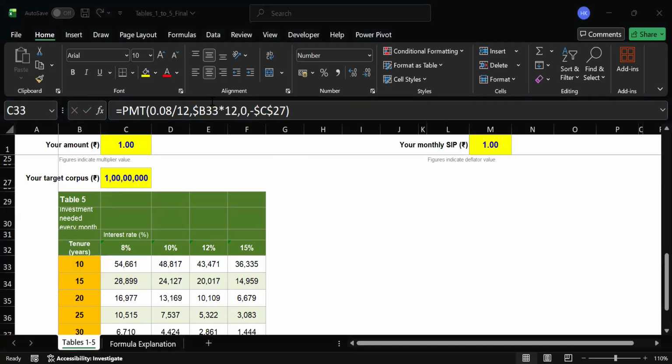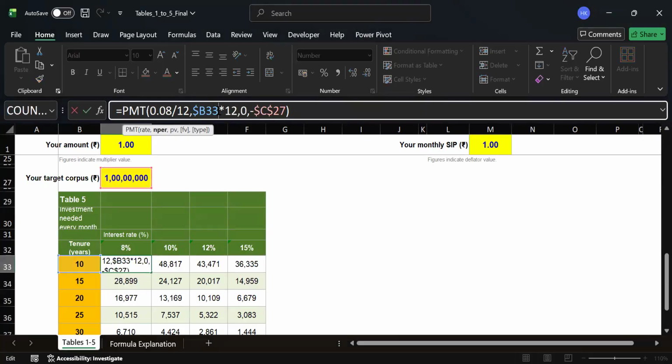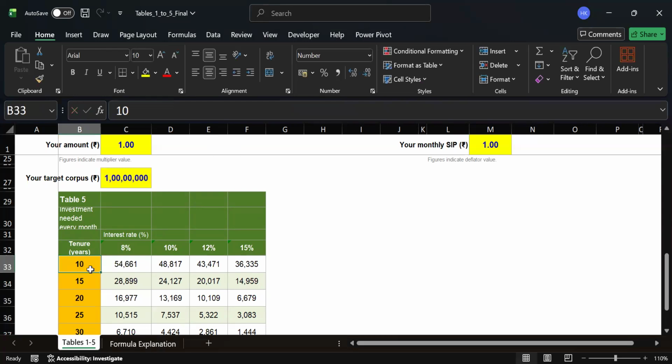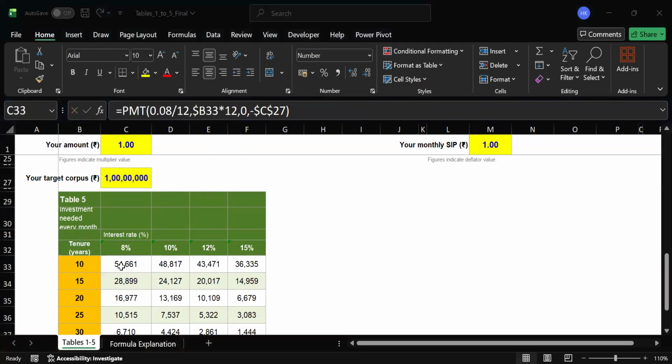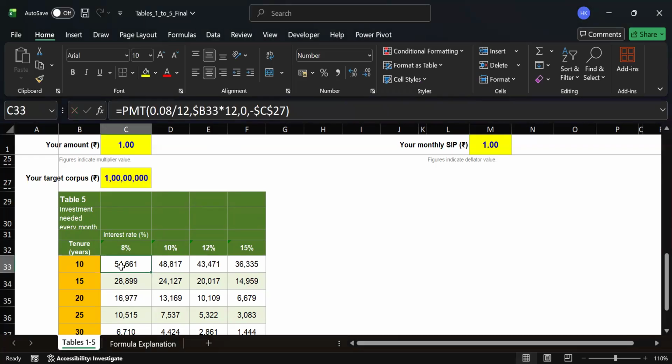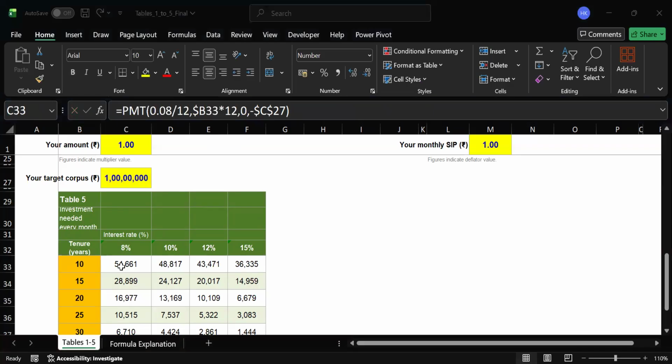The second argument is B33. B33 is this one, B33 into 10 years, multiplied by 12. Why? Because we have to calculate in monthly style, since we need to invest every month. The third thing is that we are starting from zero. So this is how the future goal is there, and this is how the formula is calculated.